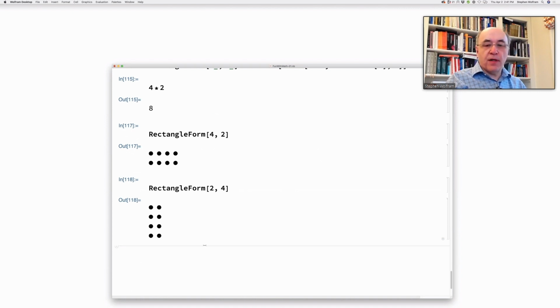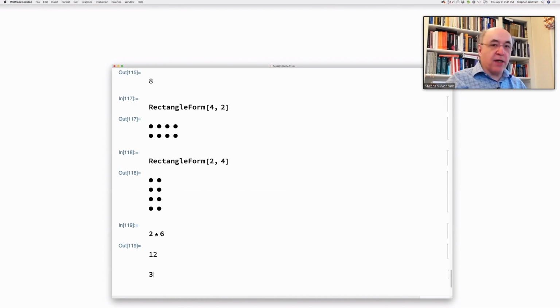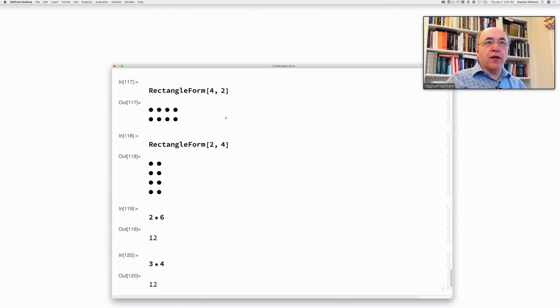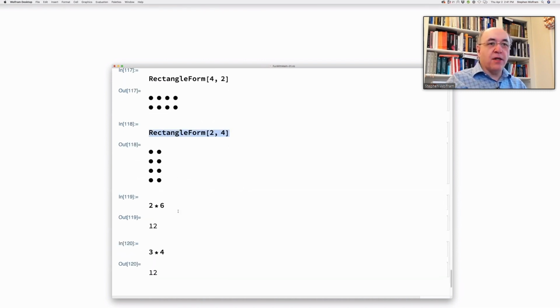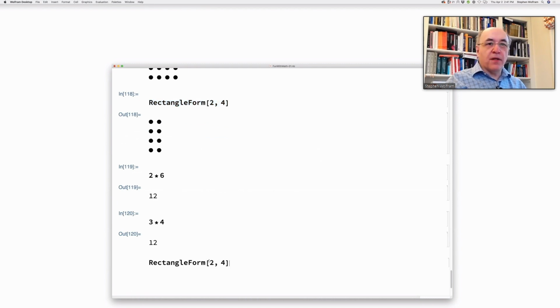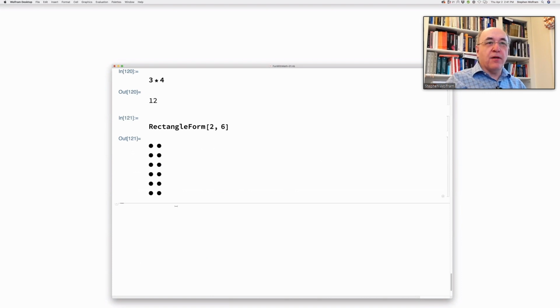How about we make 12? Okay, what's a way to make 12? We can make 12 as 2 times 6. We can also make 12 as 3 times 4. So let's make those in terms of rectangles. 12 is 2 times 6. We can make the rectangle for it, there it is. It could also be 6 times 2. We can also make it as 3 times 4.